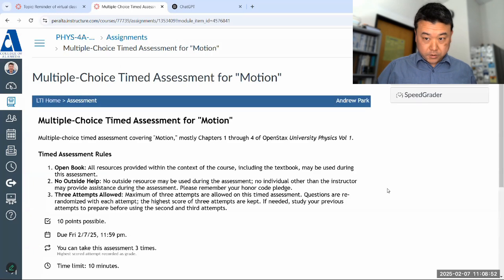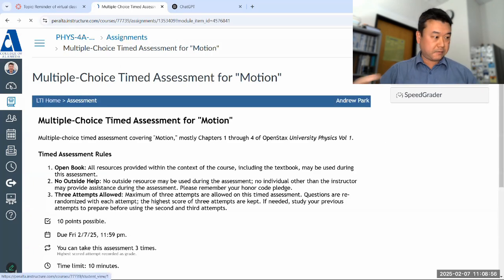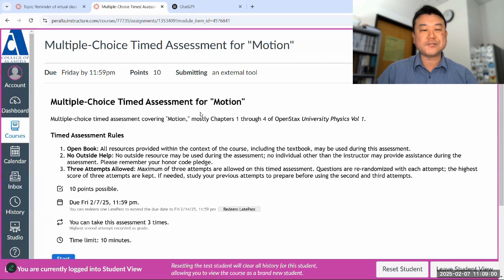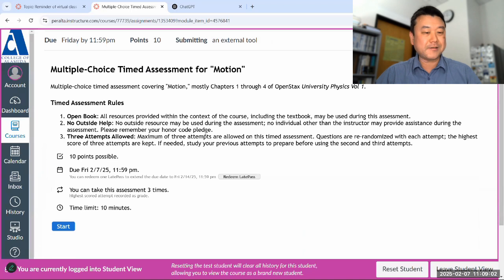So let me go into test student mode. I took a little bit of time at the beginning while prepping for this session to make sure the test student has access to the multiple choice timed assessment. And this is really the reason you shouldn't be using ChatGPT at all while you are working through this. Even if it's helping you learn, in this case, it's against the rules. If you use any outside help at all, whether that helps you learn or not, it's against the rules.